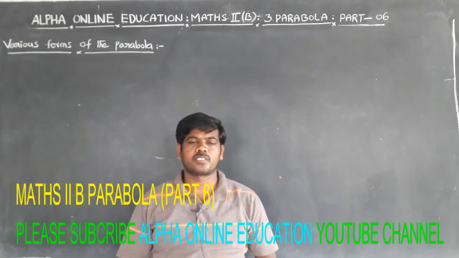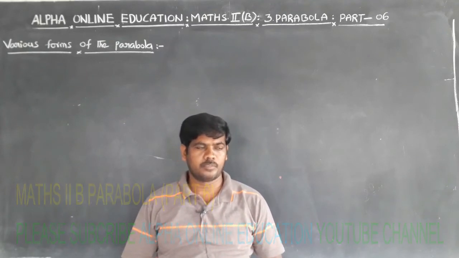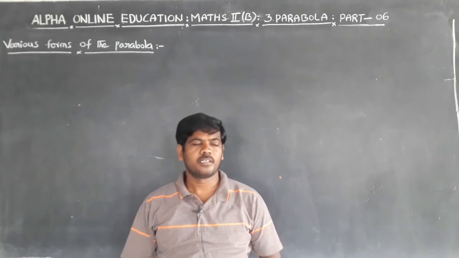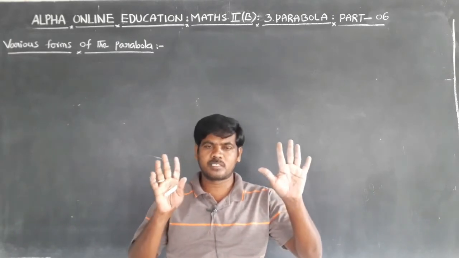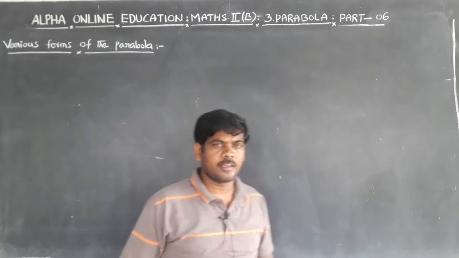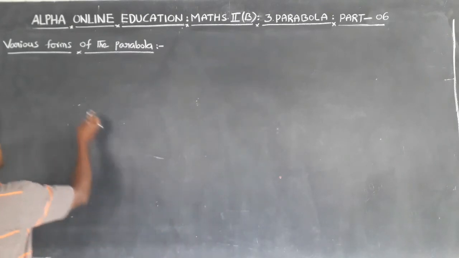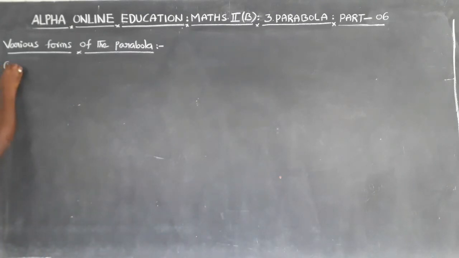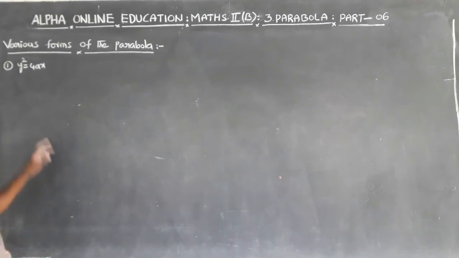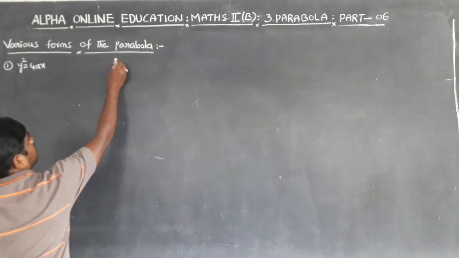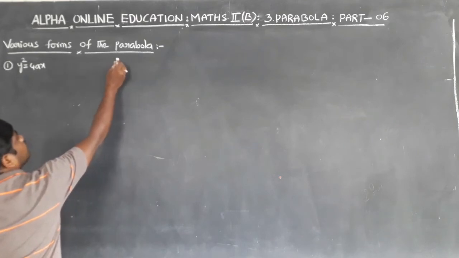Various forms of the parabola. Totally 9 formulas. First one is y square is equal to 4ax.